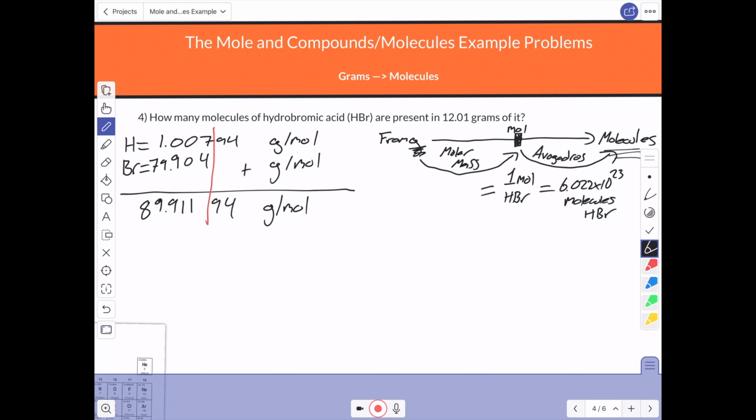There's our molar mass. So now that we've got our molar mass, we know that's our first conversion factor: that 80.91194, that's to 1, 2, 3, 4, 5 sig figs, of grams of HBr, hydrobromic acid, will equal 1 mole of hydrobromic acid, where 1 mole of hydrobromic acid equals 6.022 times 10 to the 23rd molecules. We've got all of our conversion factors nicely laid out. We can now do our conversion using our 12.01 grams of hydrobromic acid.